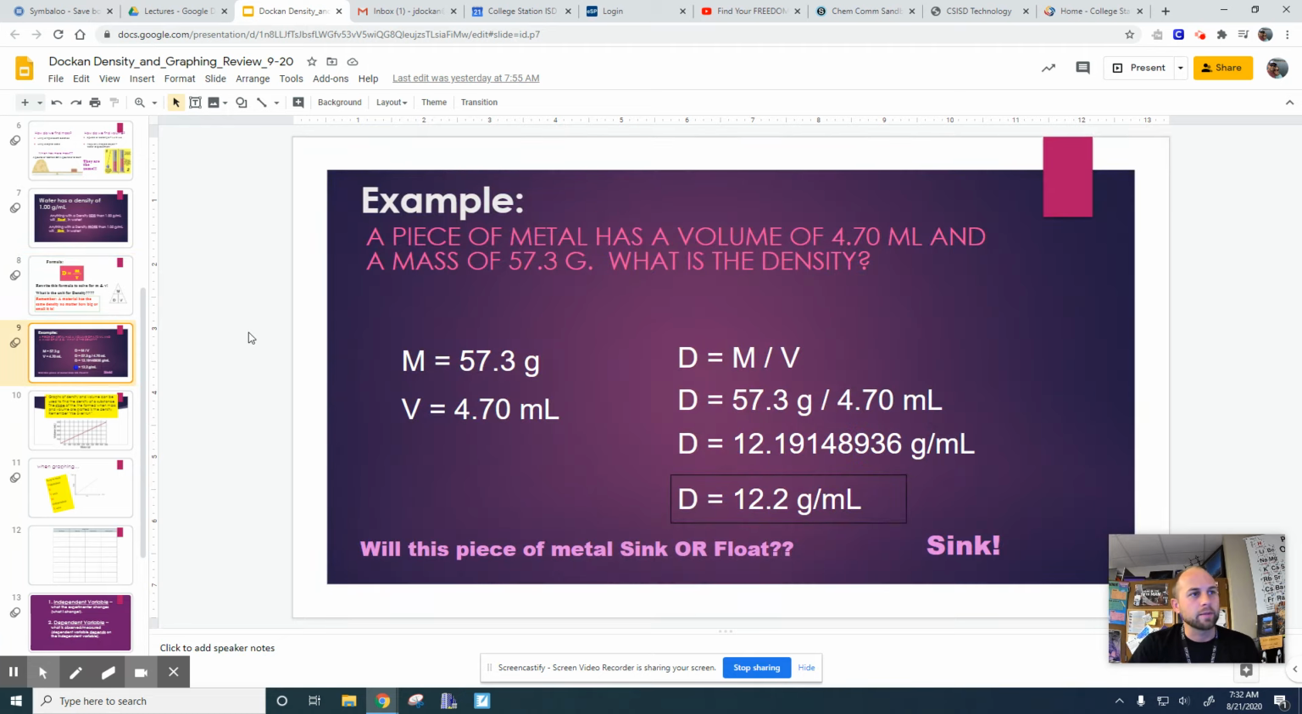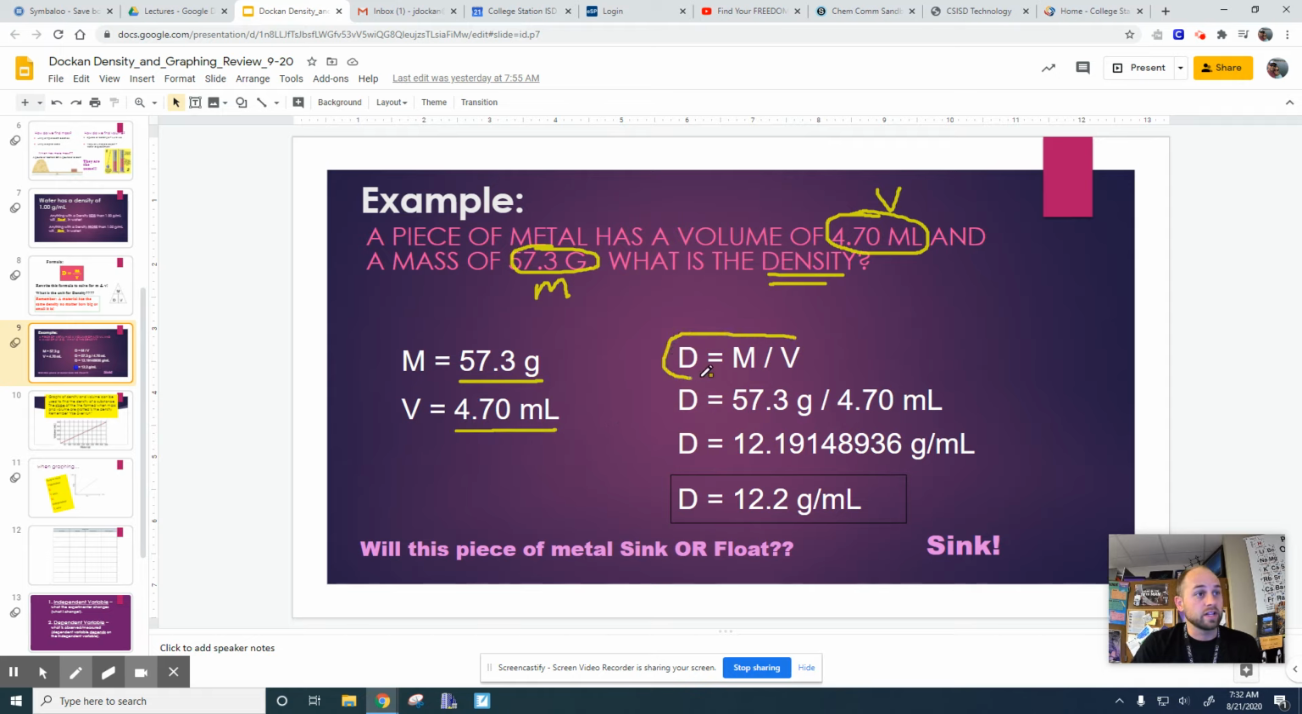Alright, so here's an example that we may see. A piece of metal has a volume of 4.7 milliliters and a mass of 53.7 grams. What is the density? Well, they gave you milliliters, that's a volume, and a mass, it says mass there. So the mass is 57.3, volume 4.70.